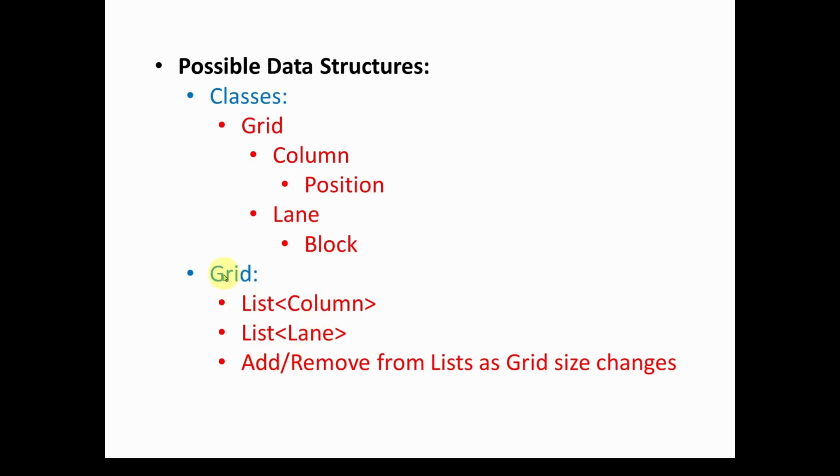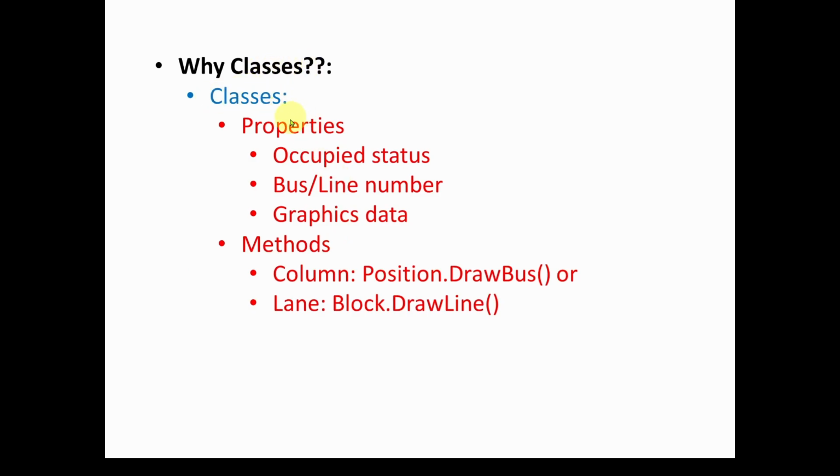And then we have to keep in mind that this grid can grow and shrink as we process the data, so it's nice if we have lists, because then we can add and remove from the list as the grid size changes. So why would we choose classes? Well, classes, as you know, have properties and they also have methods. We're going to have properties like occupied status, the bus or the line number, and the graphics data so we can draw the component. But also we might need methods. Like for the column, we're going to have to draw a bus in a certain position. And for a lane, we're going to have to, for each block, draw a line if it's occupied. So we can start to see we might have some methods and properties, which is why classes might be a really good way to approach this.